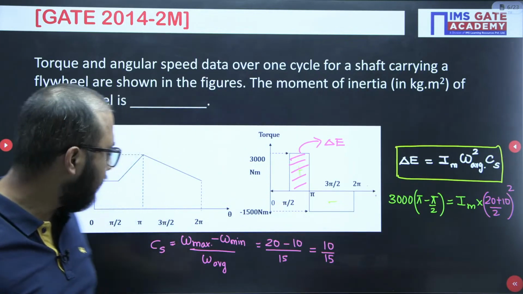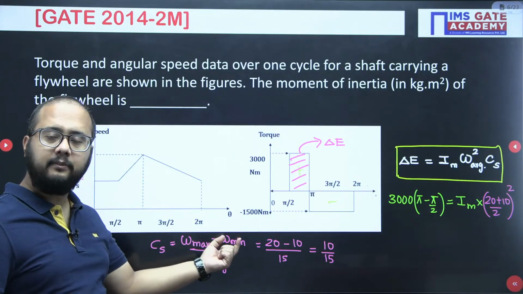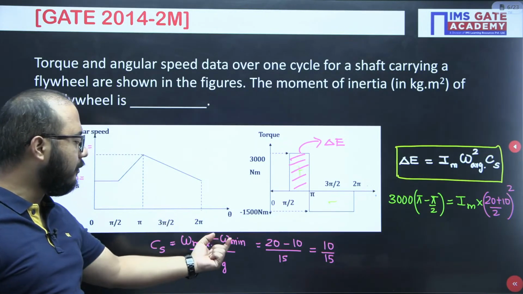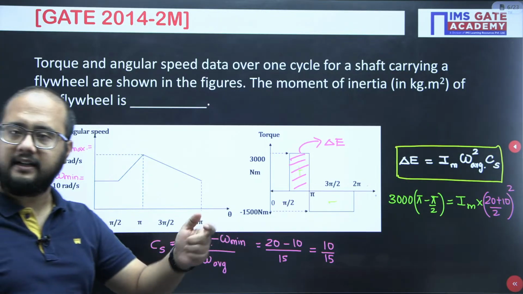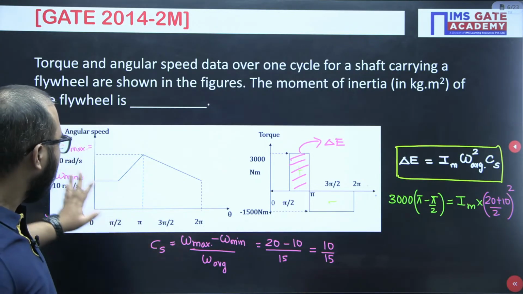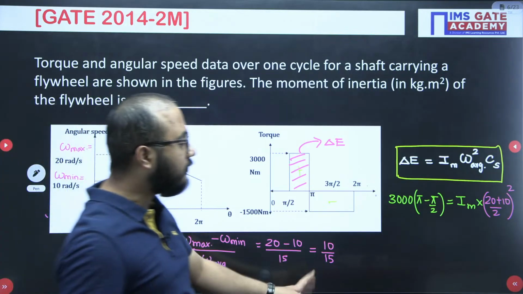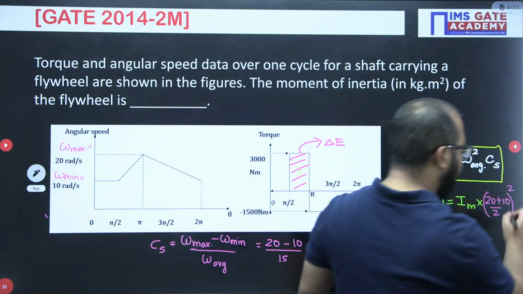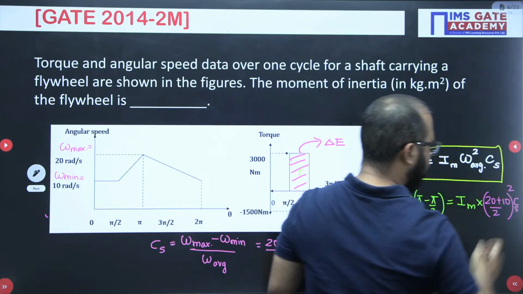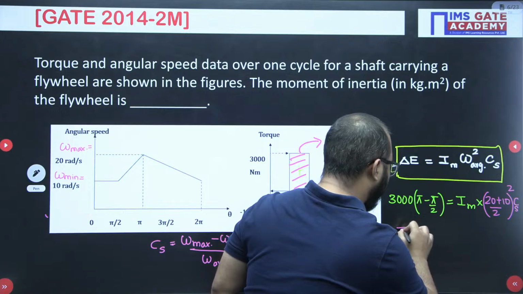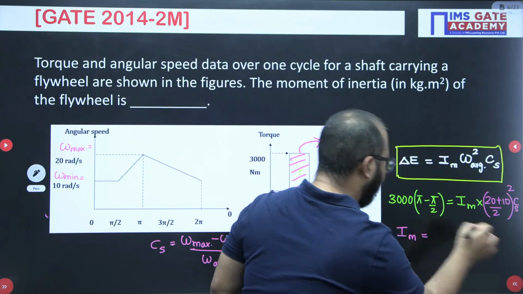Is it clear, everyone? So omega max 20, omega min is 10. So 20 minus 10, 10 will be there. Average 20 plus 10, that is 30 divided by 2, that is 15. So we'll get the answer accordingly. So 10 by 15 will be the CS value, which you have to put here. So finally from here you will get the answer of mass moment of inertia very easily.